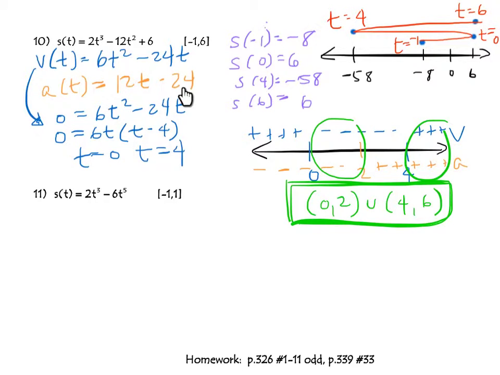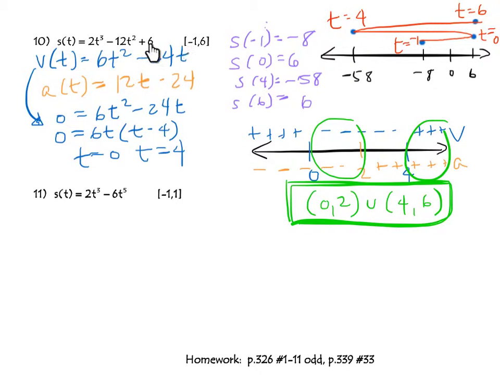We need to figure out a diagram for the motion, so we're going to look at when the velocity is 0. So we set that equal to 0. We can factor out a 6t, and we get t equals 0, t equals 4 for our critical values when the velocity is 0. So we're going to use those two values as well as the endpoints, negative 1 and 6.